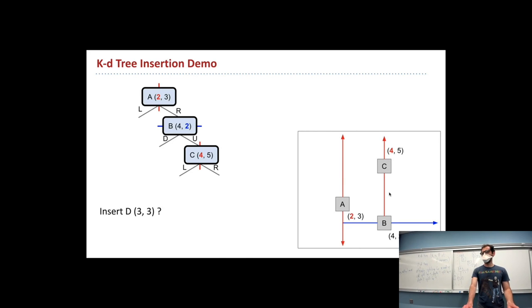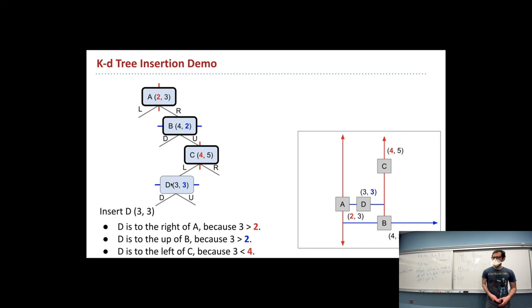Who can share a prediction with us? Shaka? It's probably going to go to the left of C since B is greater than 2 at A. Mm-hmm. And then U is greater than 2 at B, and then U is less than 4 at C. I would agree that we insert D here.